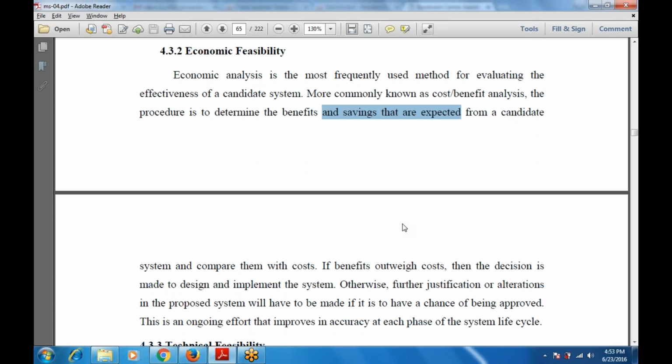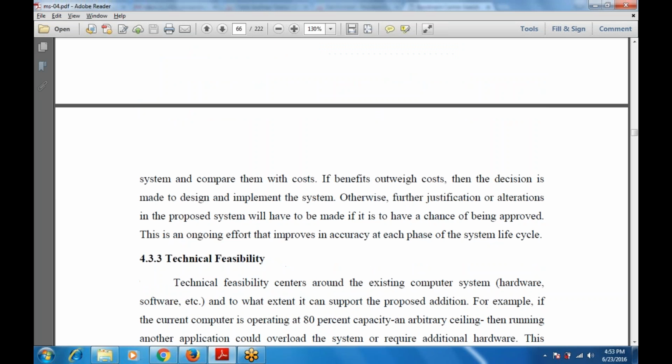This is an ongoing effort that improves in accuracy at each phase of the system life cycle. That is economic feasibility.